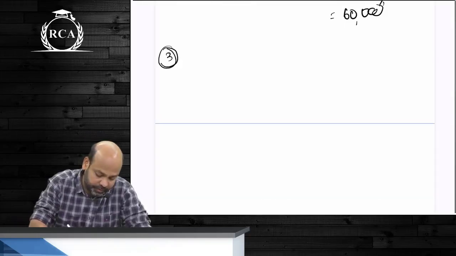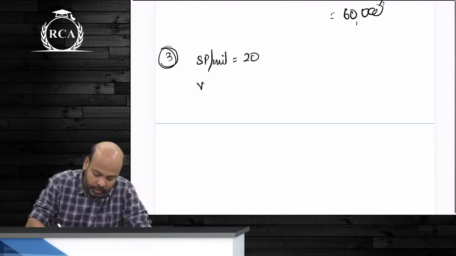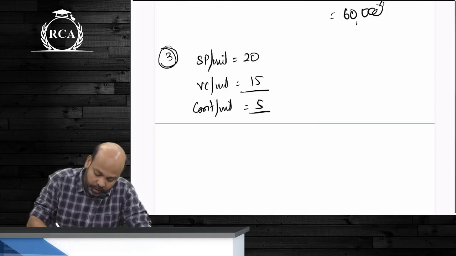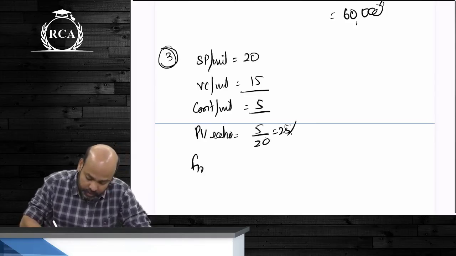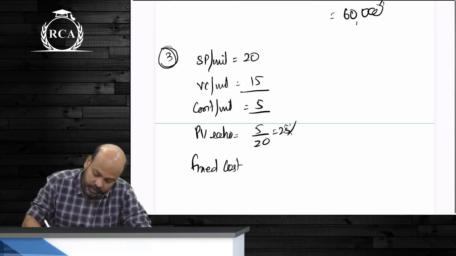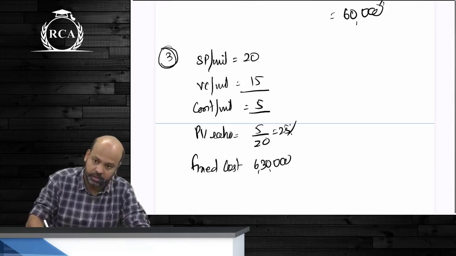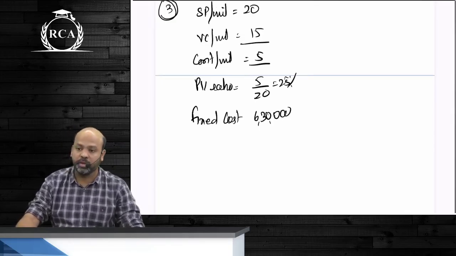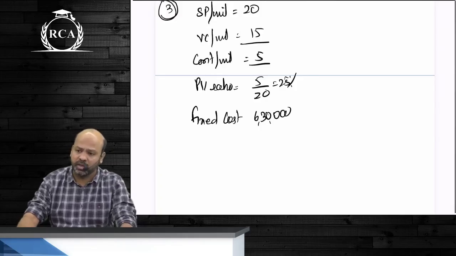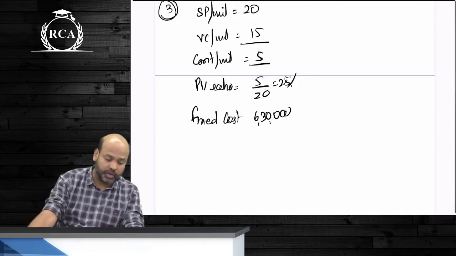First bit, guys. Selling price per unit is given as 20 rupees. Variable cost per unit would be how much? 15 rupees. Contribution per unit is 5 rupees. If you want, you can write PV ratio. That will be 5 upon 20, guys, 25%. And what is the amount of fixed cost? 6,30,000. This is the amount of fixed cost. Sales is missing, profit is not given. Just let the sales value, or if you want in units, write in units.